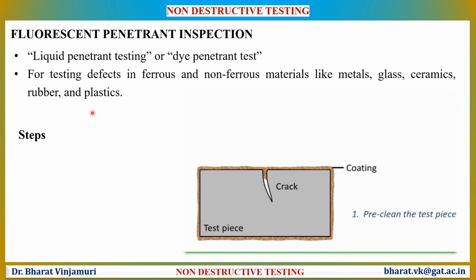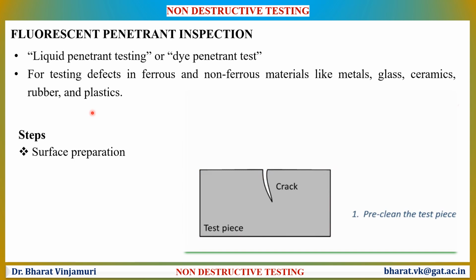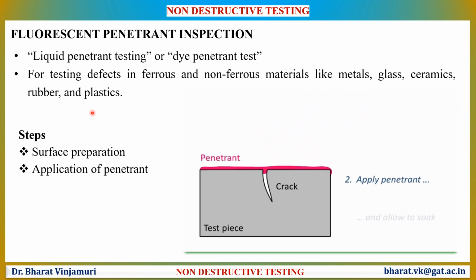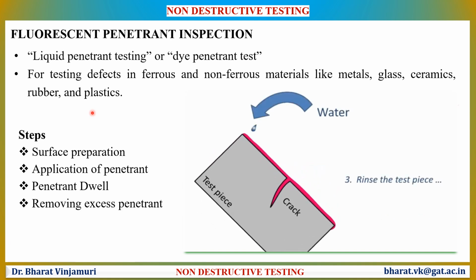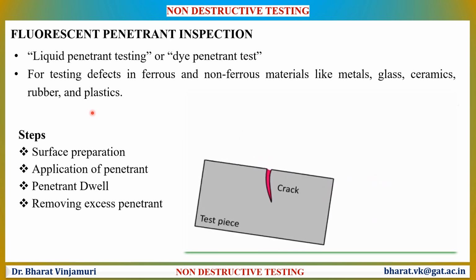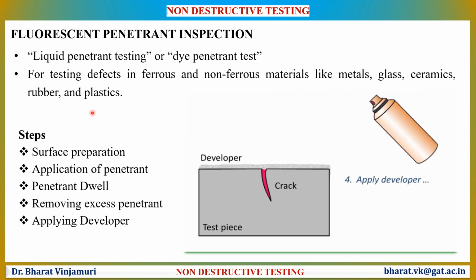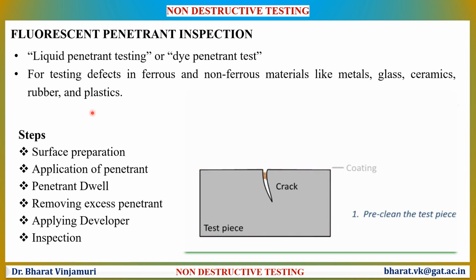The various steps in this process involve surface preparation, application of the penetrant, penetrant dwell, where the penetrant is allowed to soak such that it enters into the crack, removal of the excess penetrant, application of a developer, and inspecting the component. Let us understand each stage in detail.